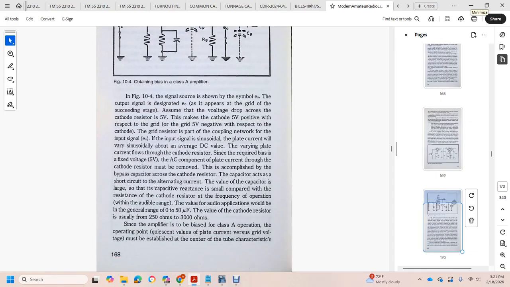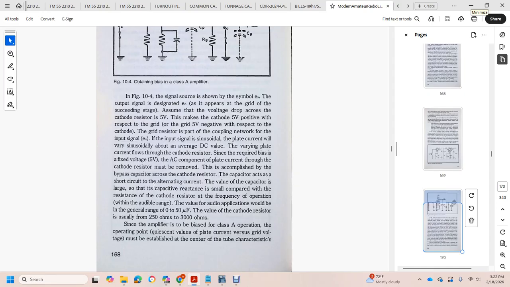Figure 10.4 shows the signal source, the voltage ES, and the signal source is ES. The output signal is designated as EO. It appears at the grid of the succeeding stage. Assuming the voltage drop across the cathode resistor is 5 volts, this makes the cathode 5 volts positive with respect to ground.